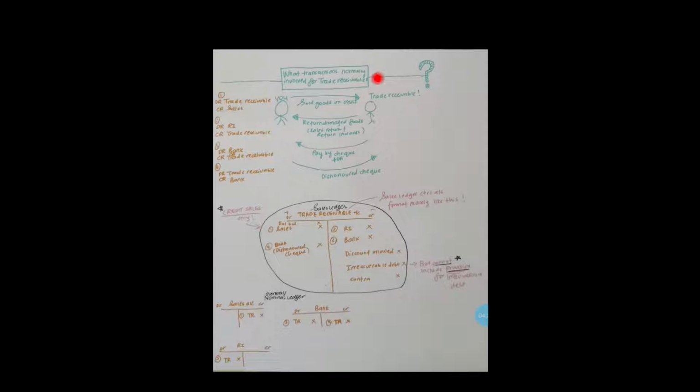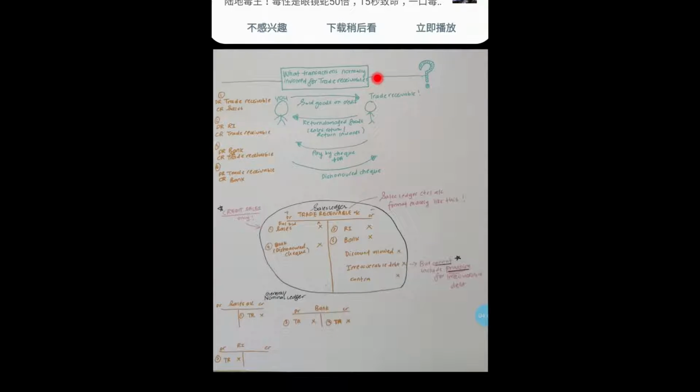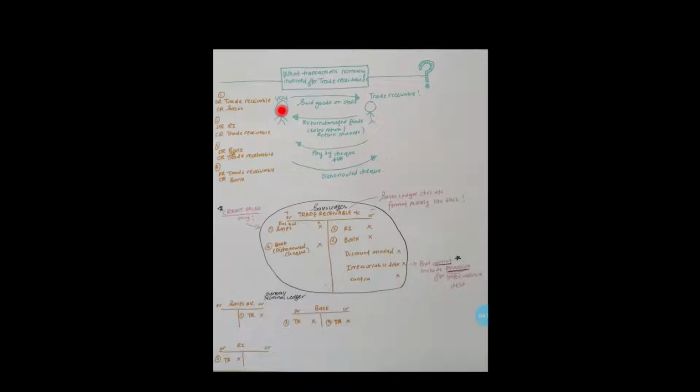What are the transactions normally involved for a trade receivables? Why do you need to know this? Because this is important: the trade receivables account is exactly the same format as the sales ledger control account. So you need to be familiar with what accounts are involved in the trade receivables. The trade receivables account is involved when you sell goods on credit.